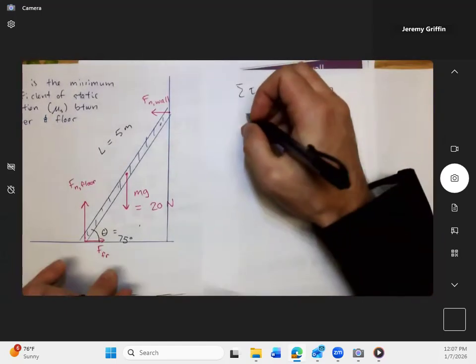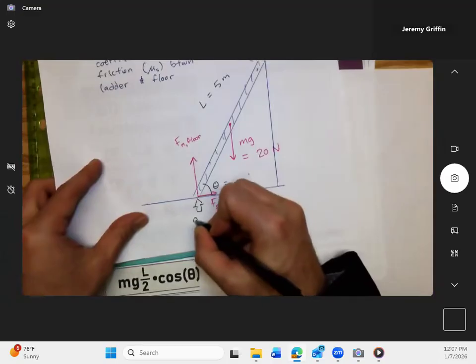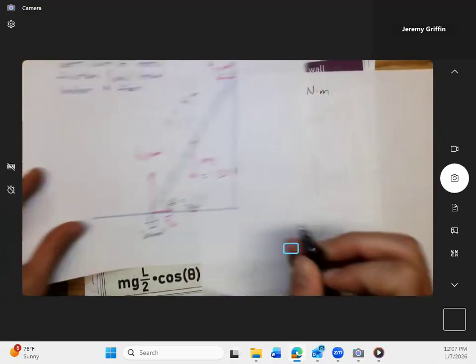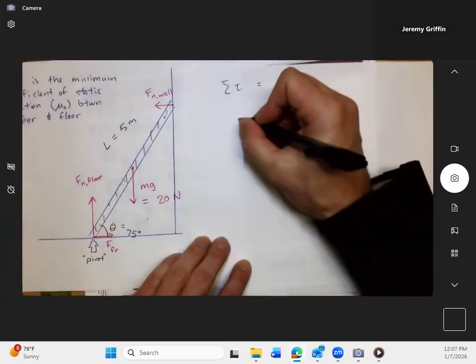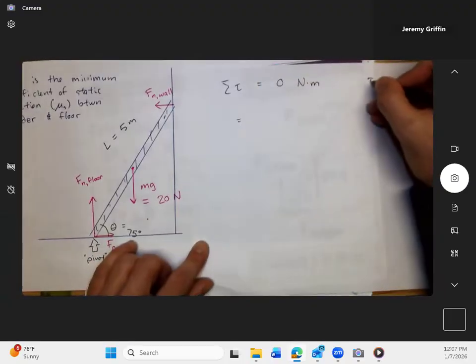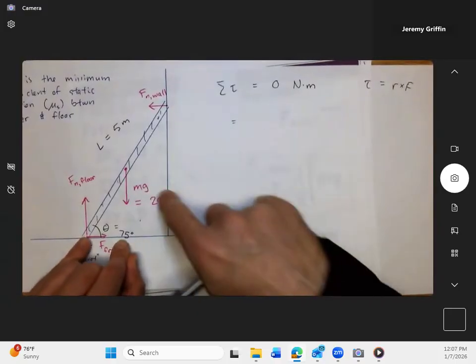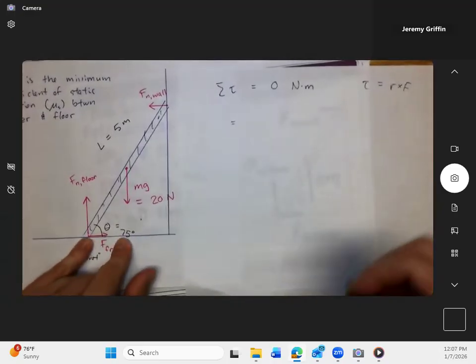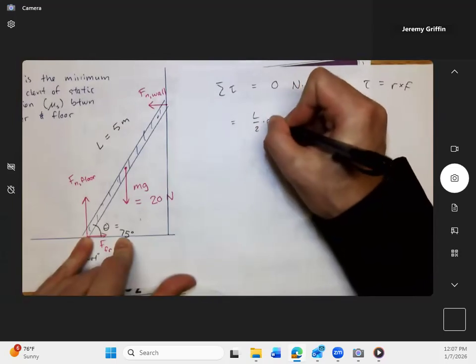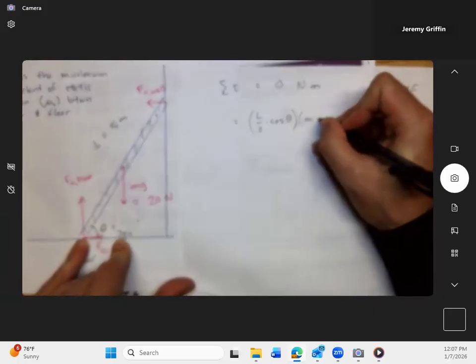So there's two individual torques. I'm going to pick this point right here as the pivot point, and I'm going to sum the torque about this point. Torque, of course, is R cross F. Here's your lever arm as it applies to the weight. This would be L over 2 and then cosine theta. So L over 2 cosine theta takes the place of that radial arm, and the weight is acting at that point.